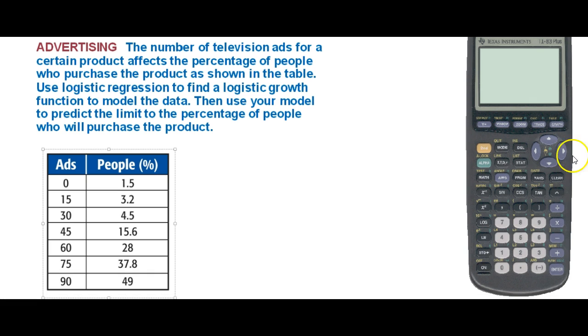This data here shows us the purchasing habits of consumers based on how many ads are shown for a certain product. So let's go ahead and enter this data like we normally would in our stat edit mode. We'll clear out our old lists. And then we have 0, 15, 30, 45, 60, 75, and 90.